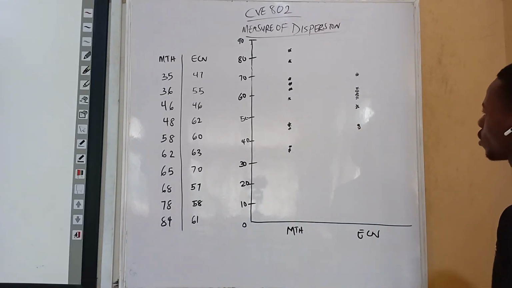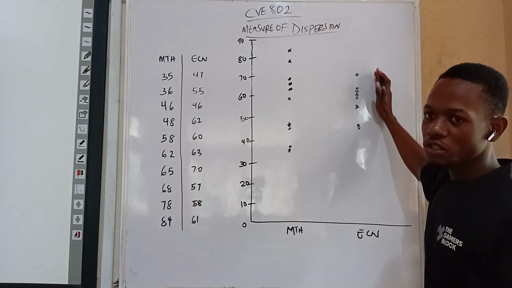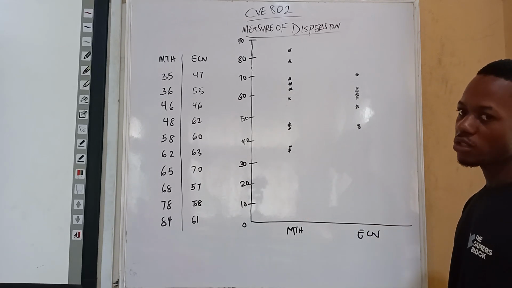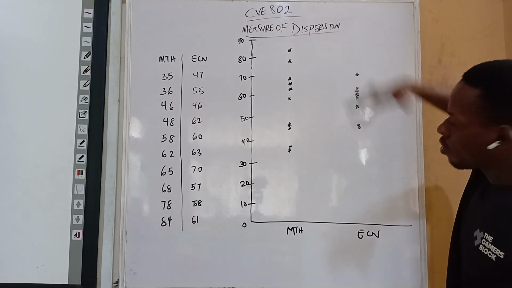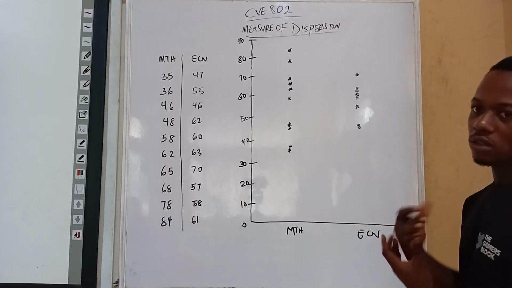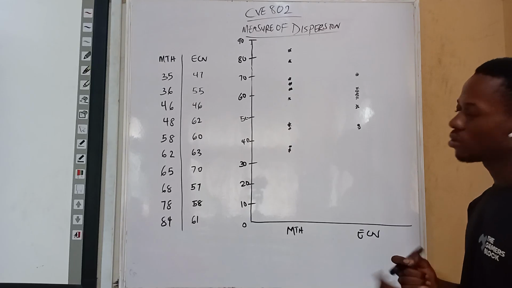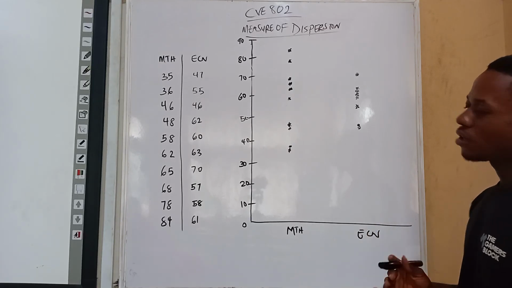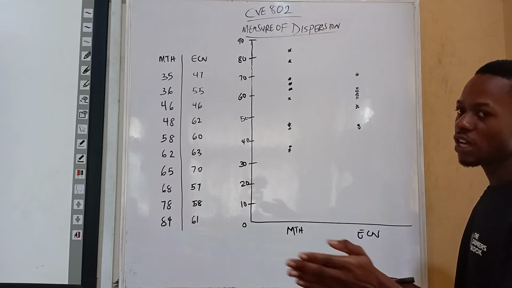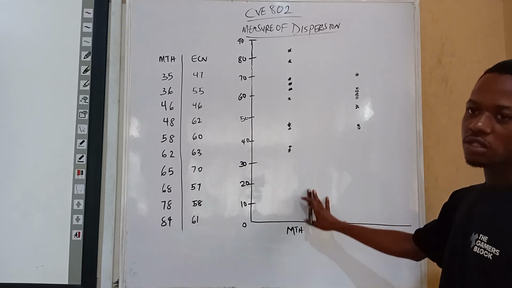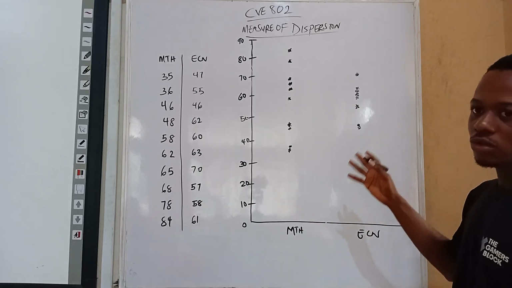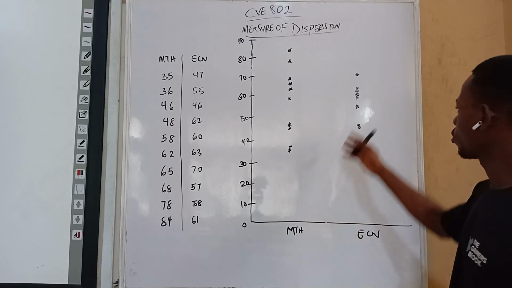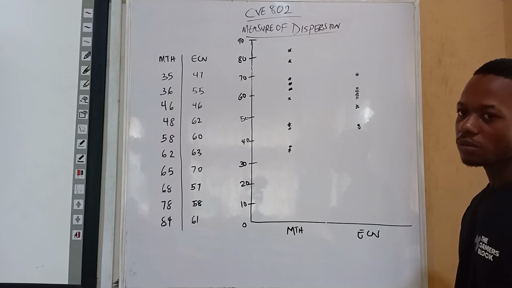60 and 62. Looking at the points for the two subjects, which one is more spread than the other? Mathematics. So once again we are right, as with the range earlier. From the ranges of 49 and 24, we can see that mathematics has more dispersion than economics. Using this diagram, you can still see the same thing.